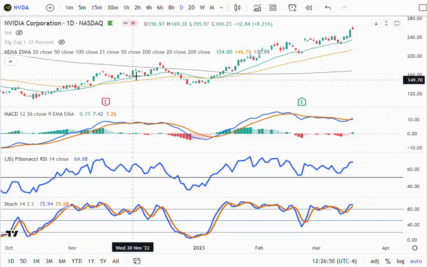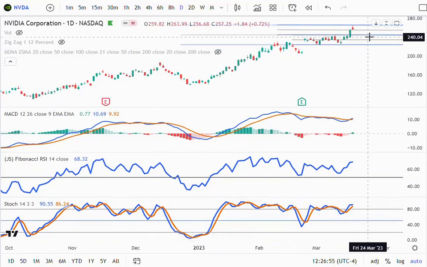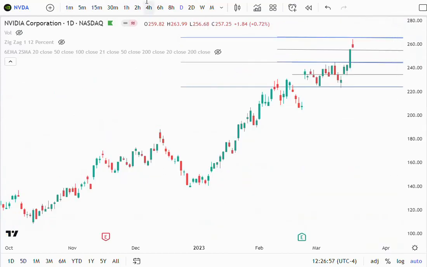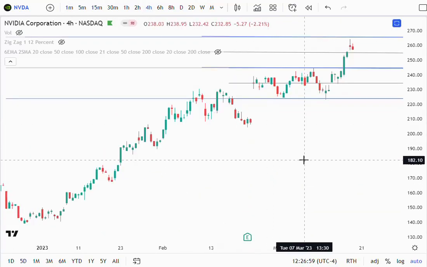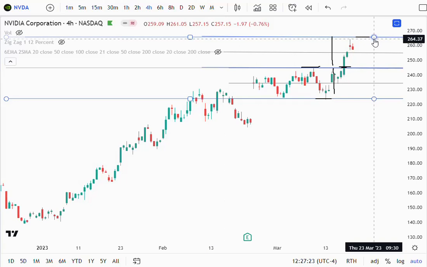So let's have a look at some of the levels we should be looking out for NVIDIA. Let me just zoom out so you can see the levels. Now, the levels to watch out for: NVIDIA basically traded between this level and this level. Now that it has broken out right here, if you take this distance and double it, it gives us a price target of this level, which is around 265. So that would be the level I would target.